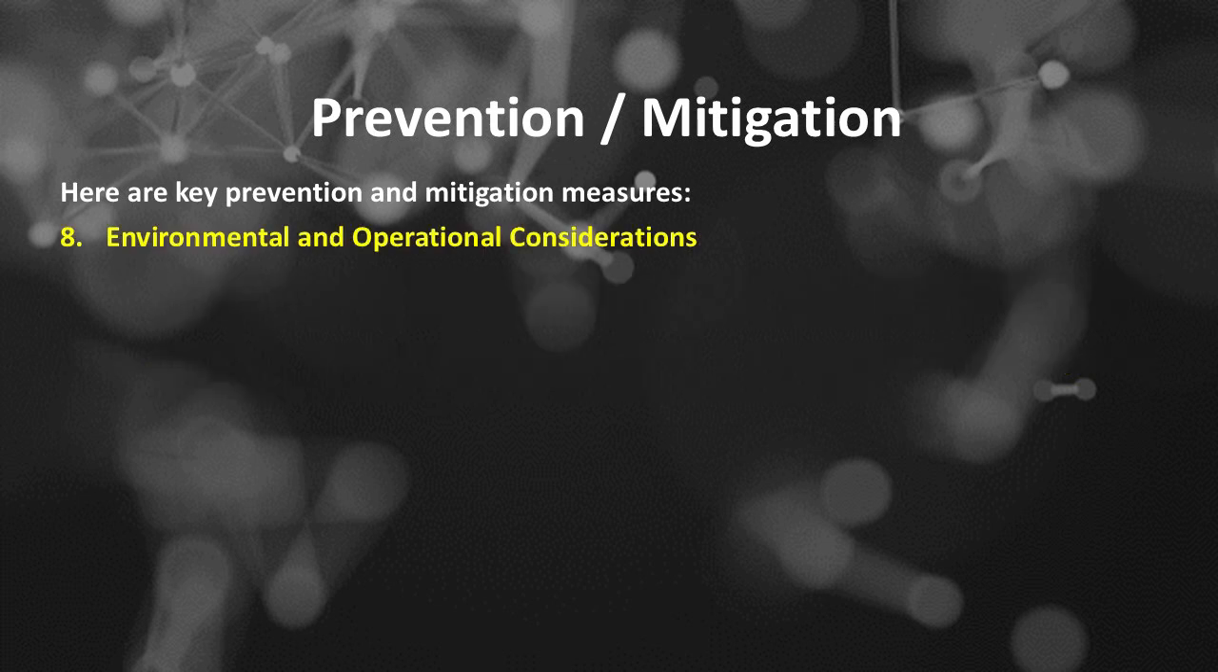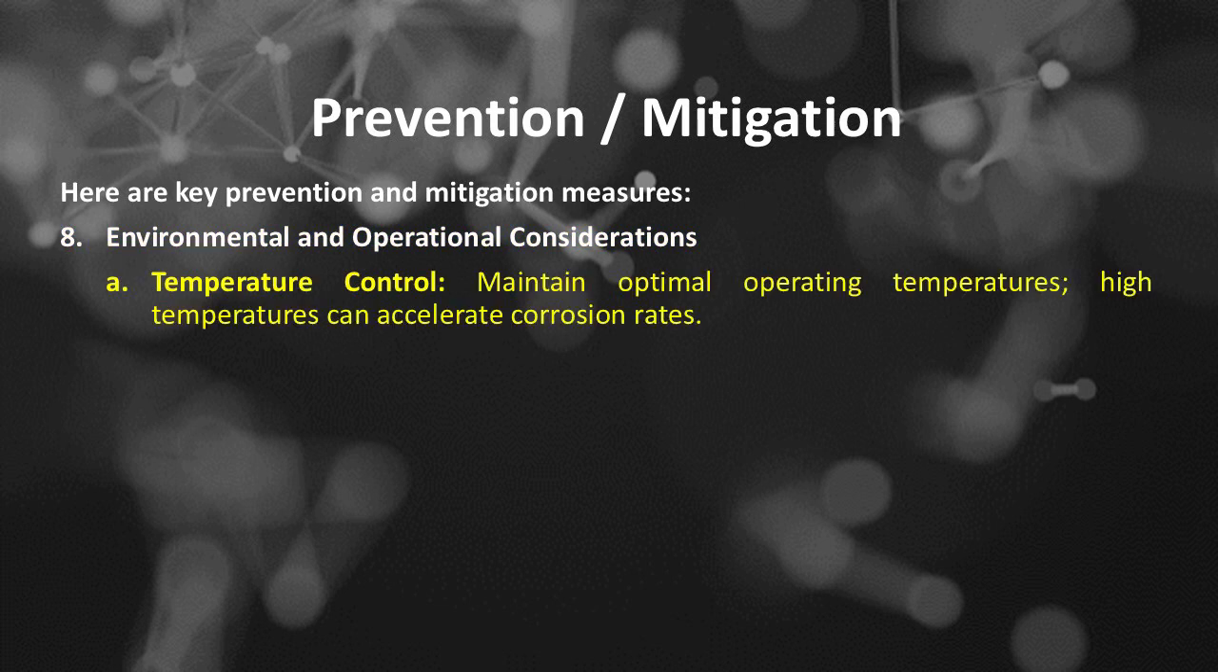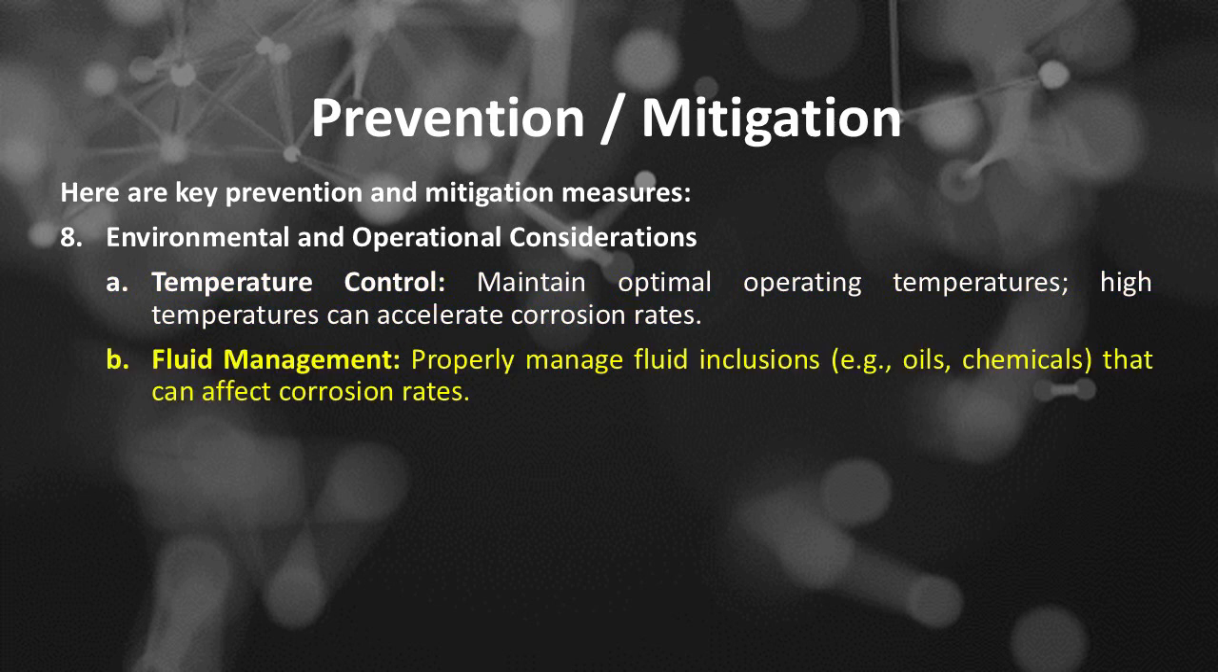Number 8 of the key prevention and mitigation measures is environmental and operational considerations. Number A of the environmental and operational considerations is temperature control. Maintain optimal operating temperatures. High temperatures can accelerate corrosion rates. Number B of the environmental and operational considerations is fluid management. Properly manage fluid inclusions, e.g., oils, chemicals, that can affect corrosion rates.